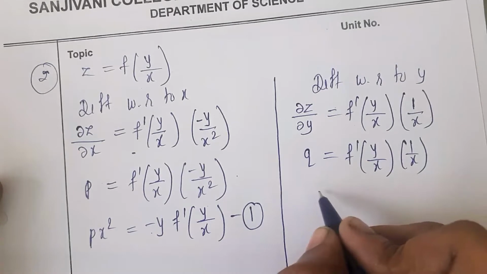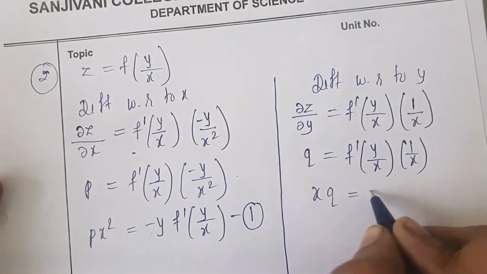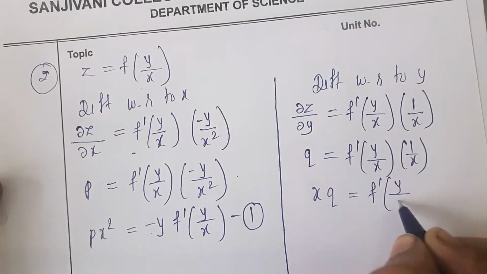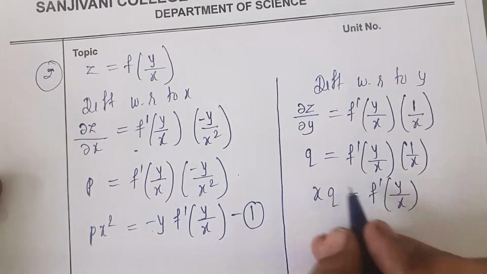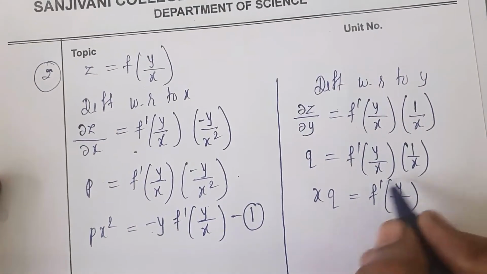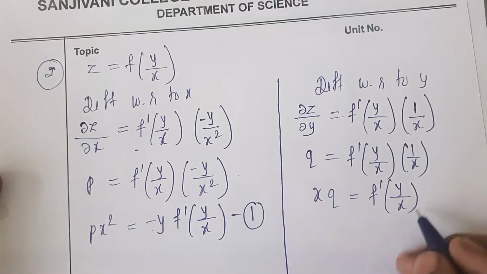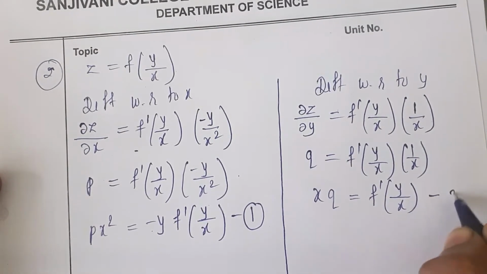So cross multiply it, x multiplied by q is equal to f dash of y by x. Don't take out this y by x from this f, and don't cross multiply it. It is in a function, so it remains as it is. So this is equation number 2.